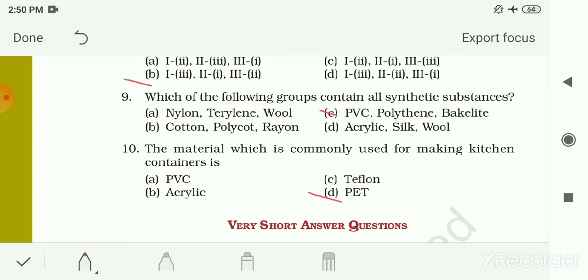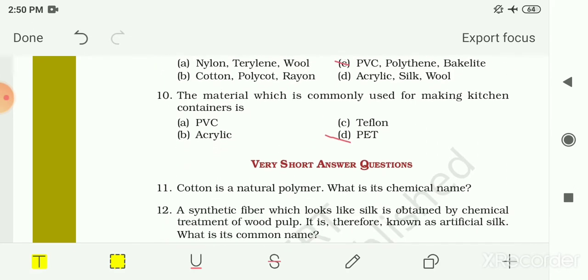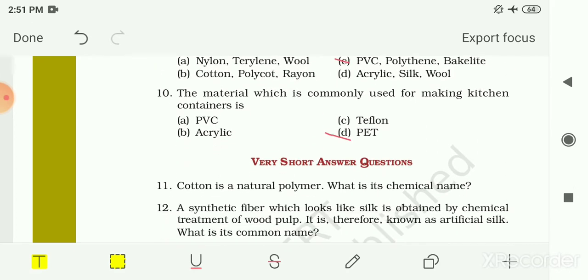So here the MCQ, or multiple choice questions, get over. Next are the very short answer type questions. So now let me see these questions with the answers also.